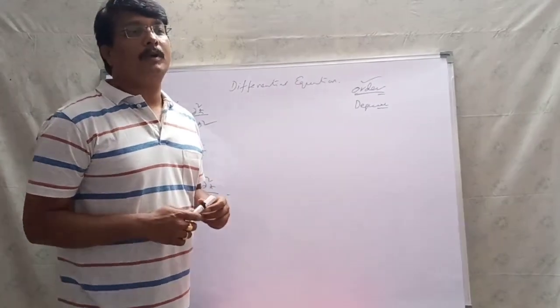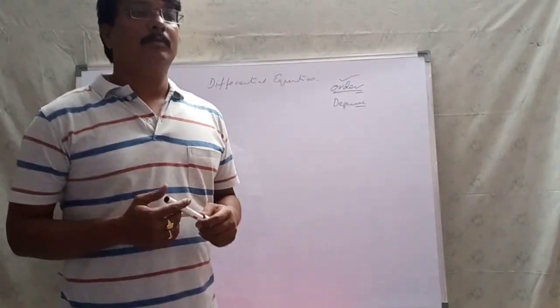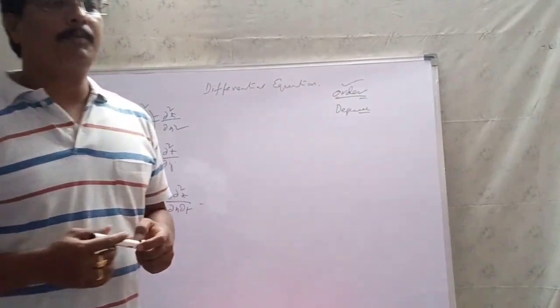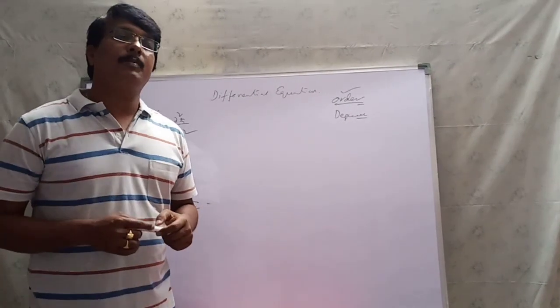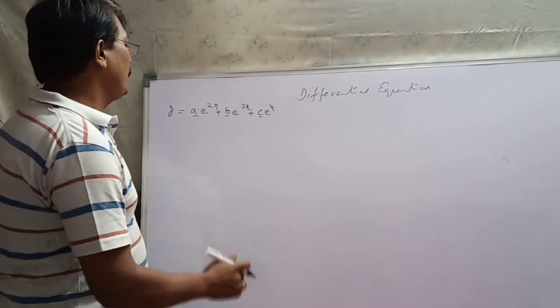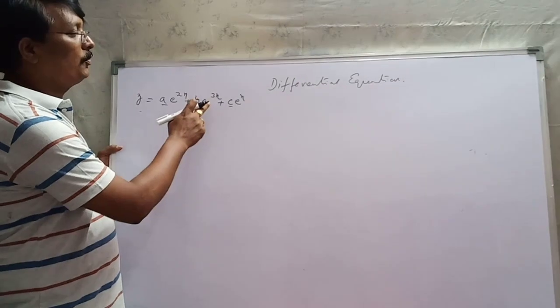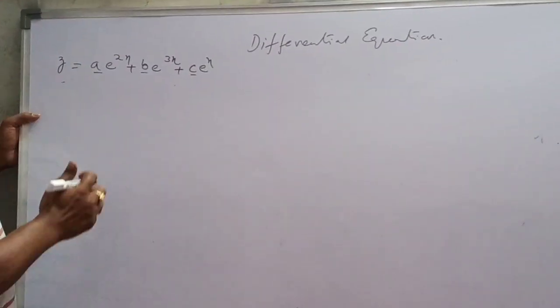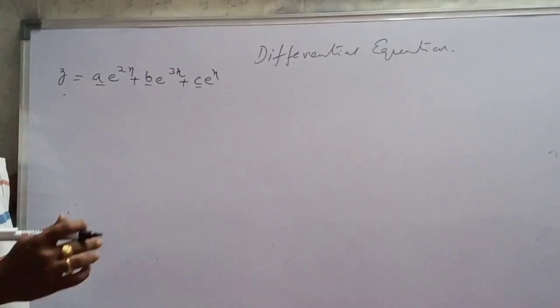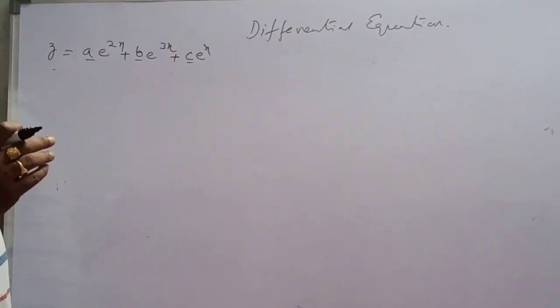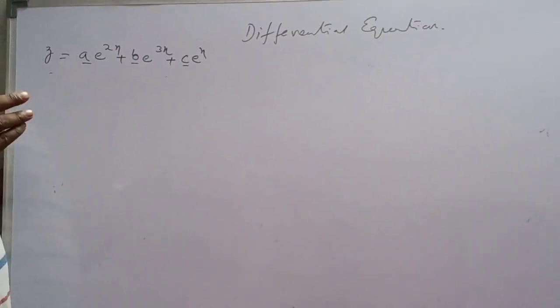Next, how are differential equations obtained? Now you observe, by taking a curve, any curve, the differential equations are obtained by eliminating arbitrary constants. Take an example: y equals a e^(2x) plus b e^(3x) plus c e^x. Here a, b, c are three arbitrary constants, so we need to eliminate a, b, c using three derivatives.